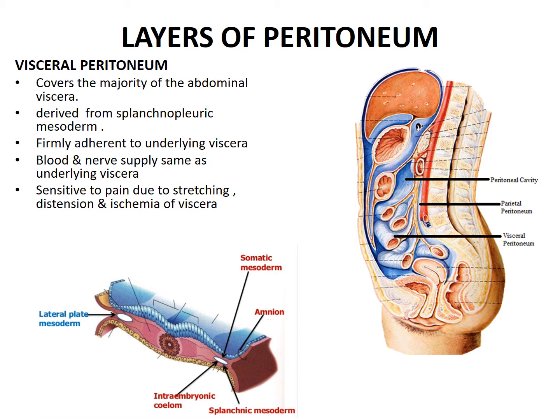Because of its close contact with the viscera, its nerve supply is also derived from the underlying viscera, which is autonomic in nature, and because of that, the visceral peritoneum is sensitive to pain only due to stretching of the viscera, distension of the viscera, or anything causing ischemia of the viscera.